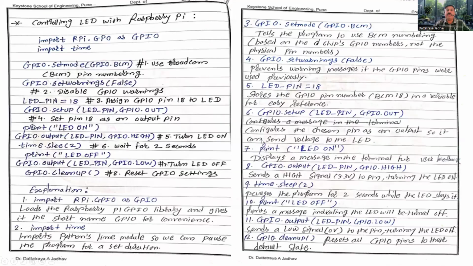So the next topic is controlling an LED with Raspberry Pi. There is a point in our syllabus: how we can control the LED with a Raspberry Pi. This is what we have to learn. So just go through the program, then we will see how each command works.